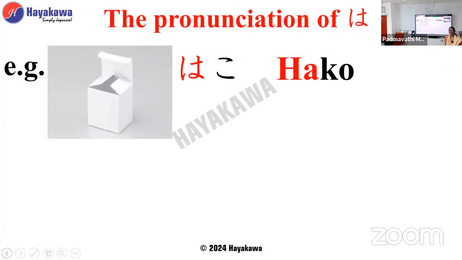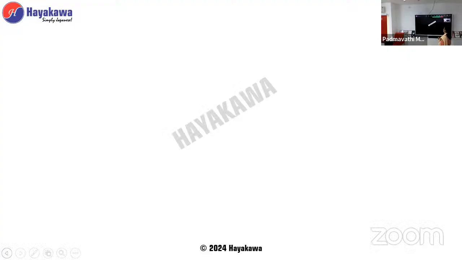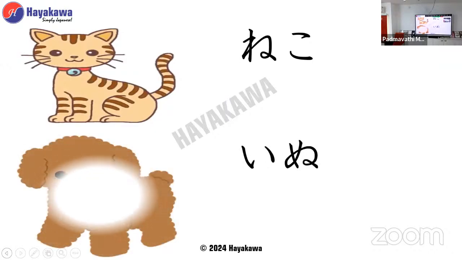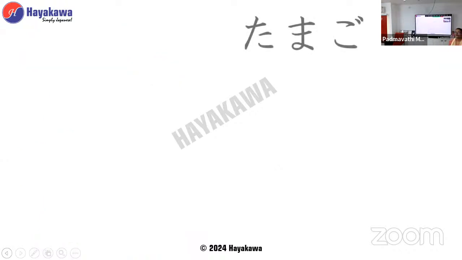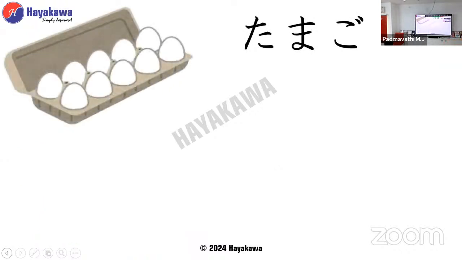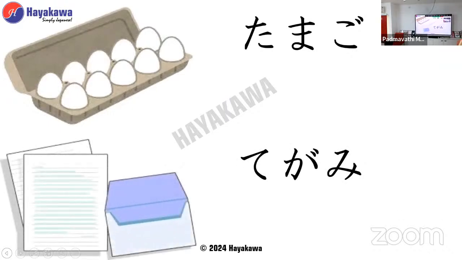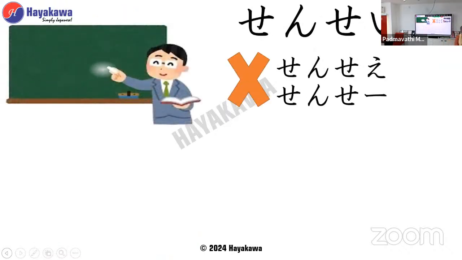Nan desu ka? Please read this. Hako. So hako will be box, right? Okay, that we will see later. What about this one? Neko. Inu. Tamago. Tegami. Okay. Sensei. Yes, sensei, right?